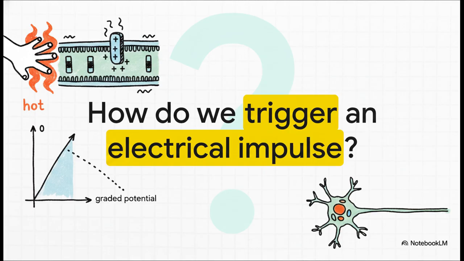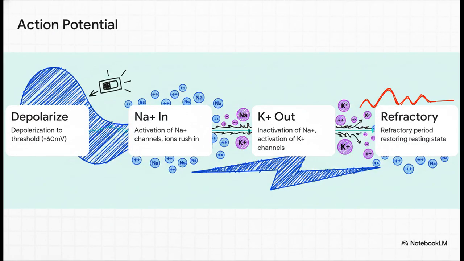But here's the catch. A graded potential all by itself isn't strong enough to travel all the way up your arm to your brain. To send a long-distance message, that graded potential has to trigger an action potential, which happens in a very precise sequence. First, that initial localized stimulus has to be strong enough to depolarize the membrane from -70 up to a threshold of about -60 millivolts. This follows the all-or-none principle. It's exactly like flipping a light switch. Once you hit that threshold, the action potential triggers identically every single time.